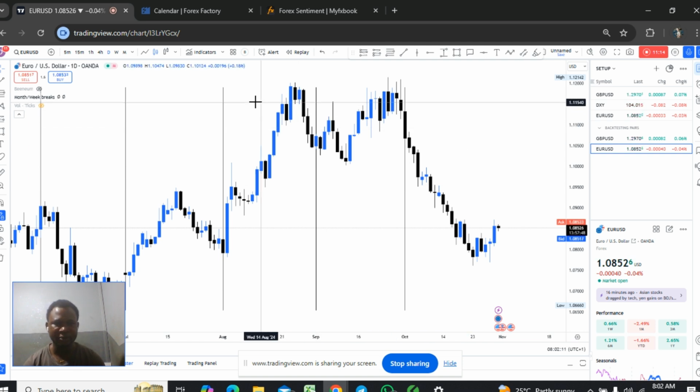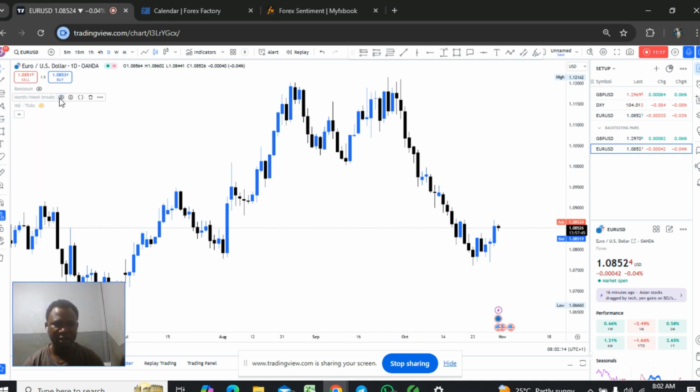And immediately this candle's low, this bullish candle here, the low is being taken out. Then we're in a bearish move. We're in a bearish move.